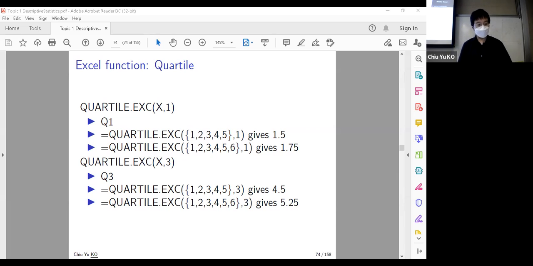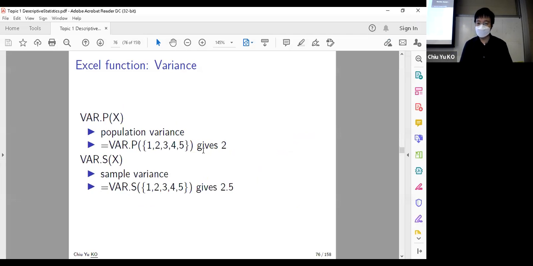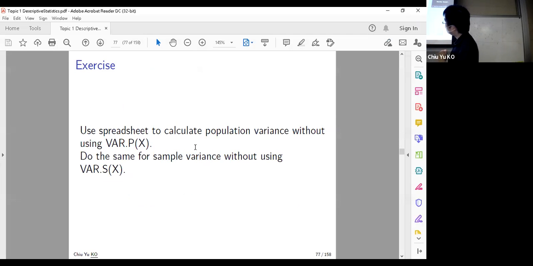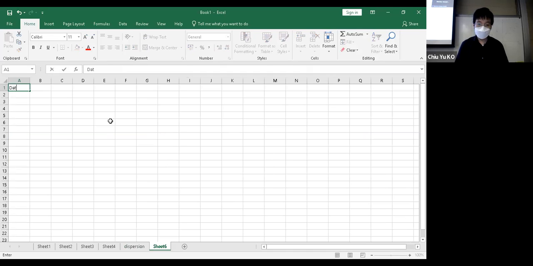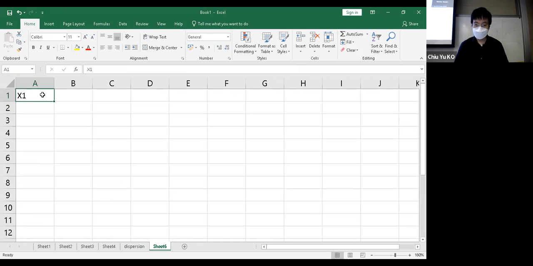So let me show you the exercise. Because of time constraints, let me work it out. I want to show you how to use the spreadsheet to calculate the variance without using the function, and then we verify it. So let's do this. The data x is here. It's 1, 2, 3, 4, 5, right? And then you want x minus x bar.